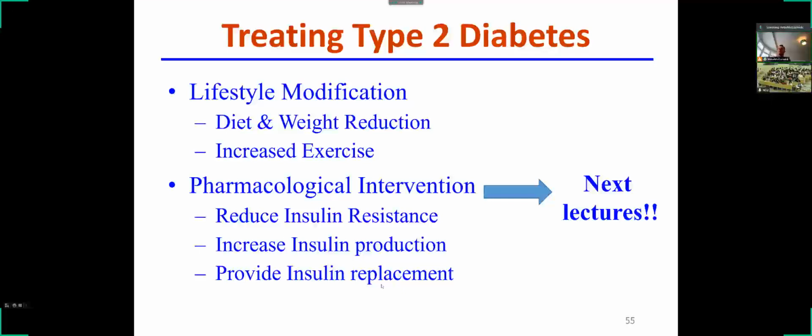So all of these we'll talk about, but the hope of these pharmacological interventions is to reduce the insulin resistance, increase insulin production by those beta cells, if there's still some around, assuming they haven't all been exhausted, and then eventually, if need be, provide insulin replacement.